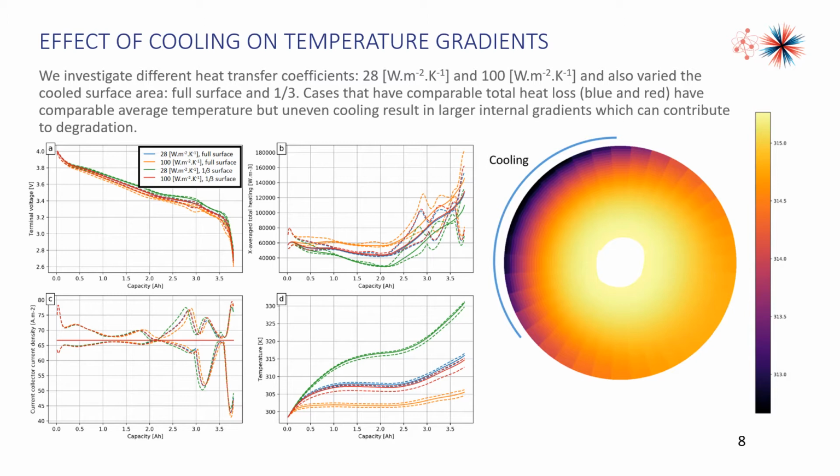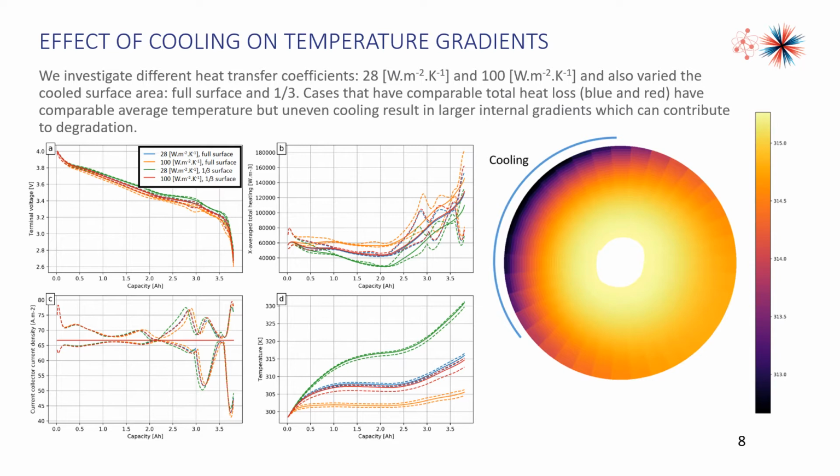The 28 watts per meter squared per Kelvin heat transfer coefficient corresponds to basically a cell sitting in ambient air inside an atmospheric chamber with a slight convection cooling effect, and the larger 100 watts per meter squared is more of a forced cooling region. But with the cooled surface areas, you actually have a comparable total heat loss between two of the cases, the red and blue case, and a comparable average temperature.